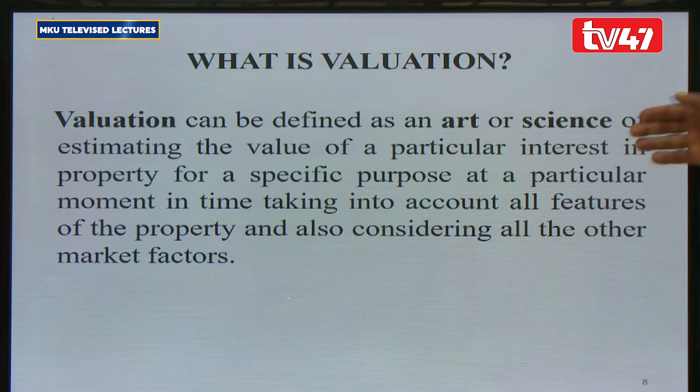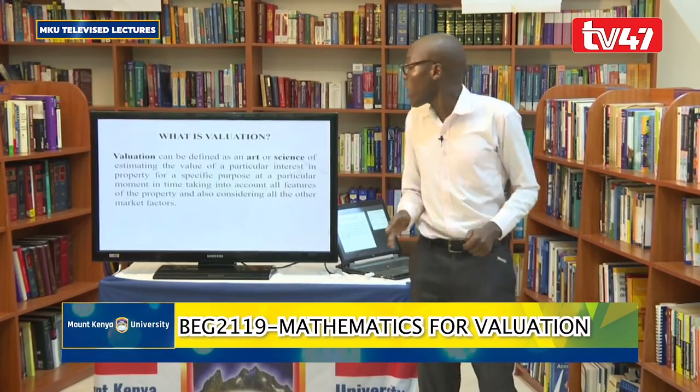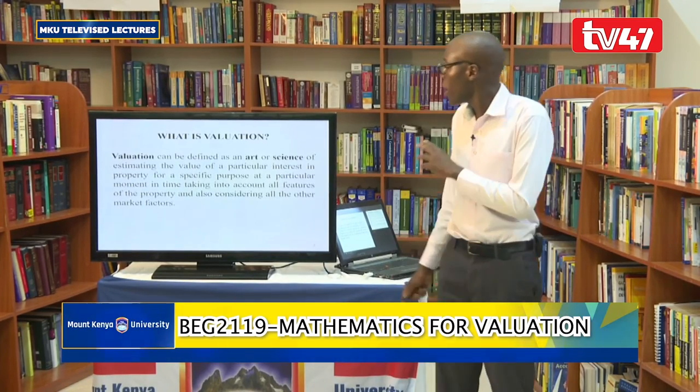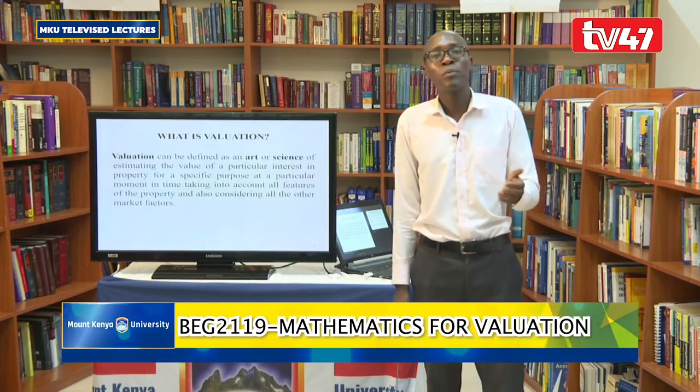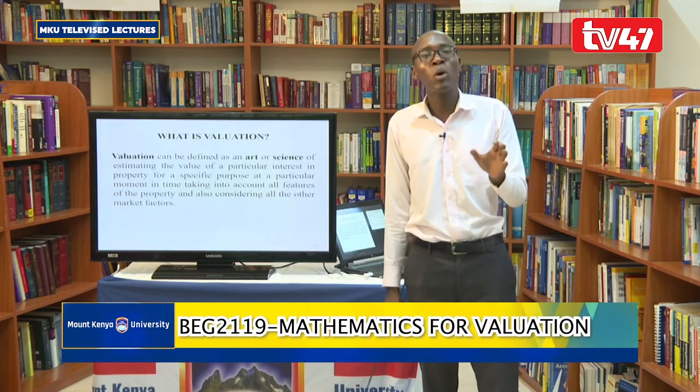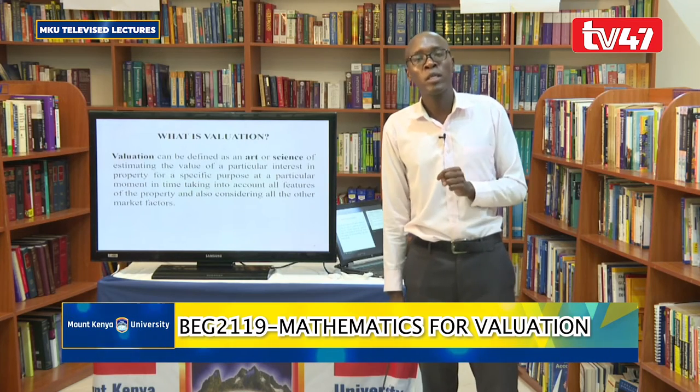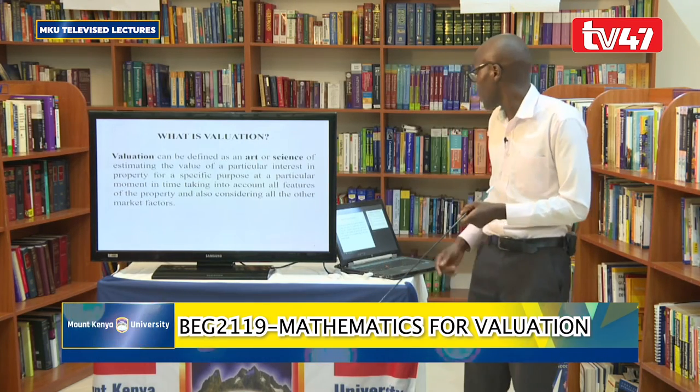Why is it defined to be an art? It's an art because it's subjective. It's a science because it's objective. Subjective means that, which is now a science, two different values can be able to arrive at the same value by considering the various factors through which a property is exposed to. It's objective because two different values again can arrive at a different value given the same property. I'm going to elaborate that.